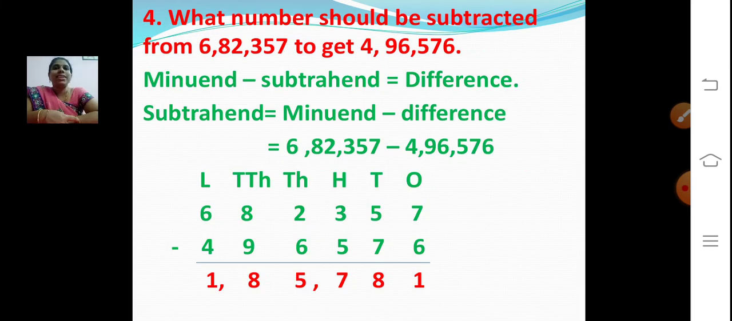Yes. What number should be subtracted from 6,82,357 to get 4,96,576? I'll read out the question one more time. What number should be subtracted from? From which number have they given? From means minuend. They have given the minuend. From which number are we going to subtract? Minuend.